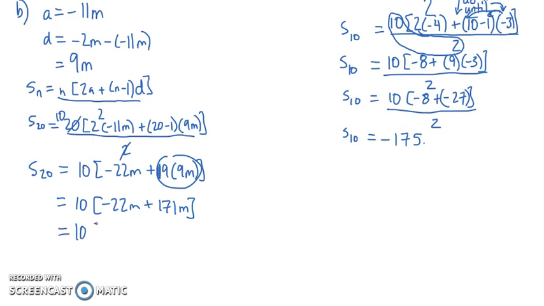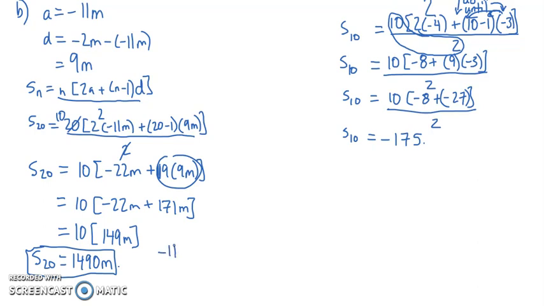And if you continue to simplify that, you don't even need a calculator here. 171 minus 22 is 149. And you're left with 1,490 times m, and that is the sum of the first 20 terms of that series.